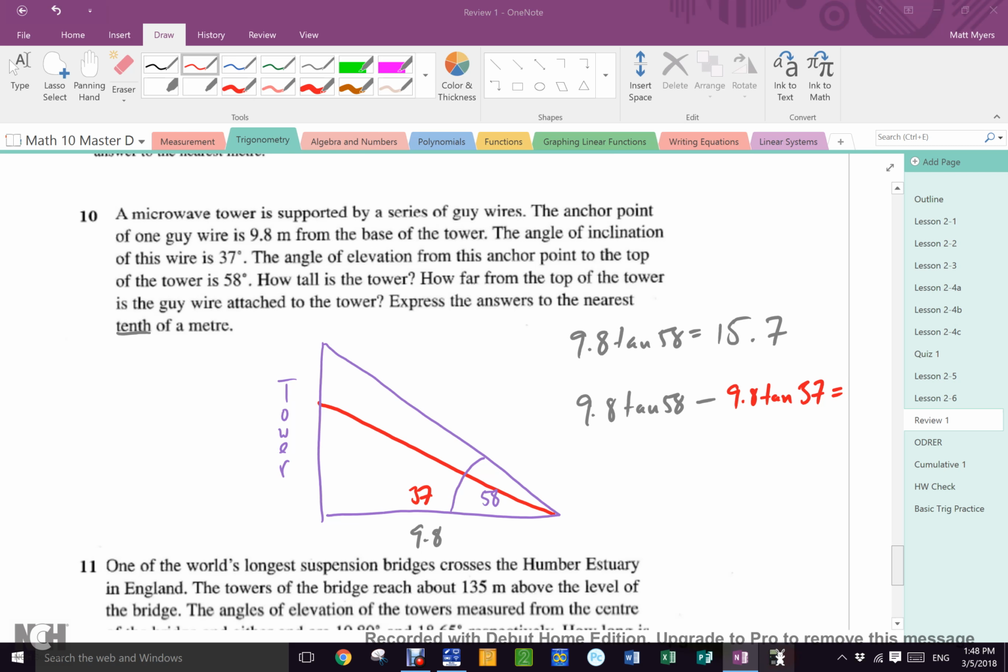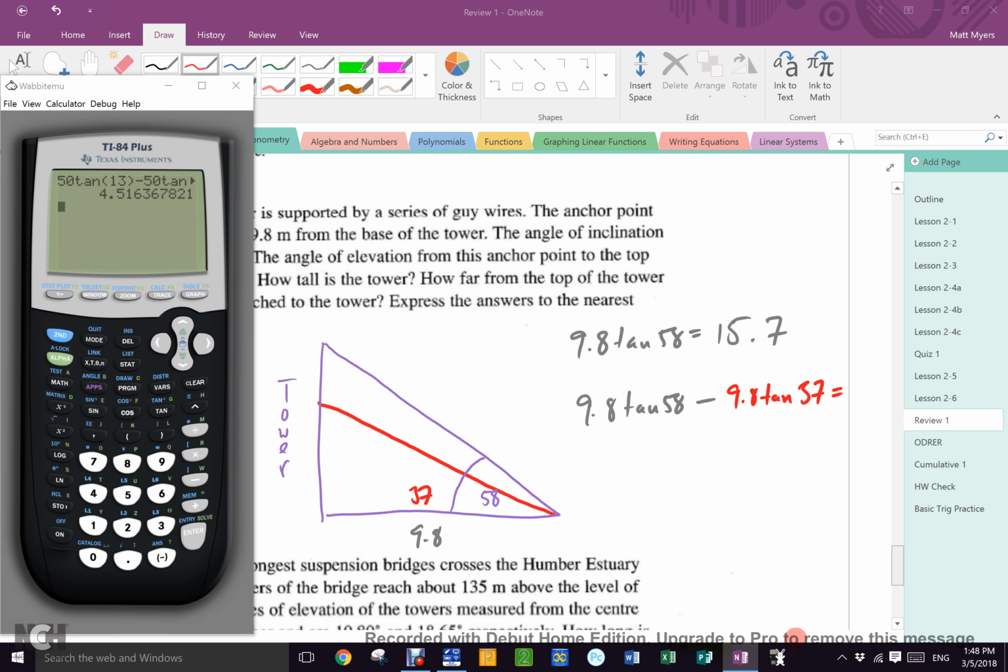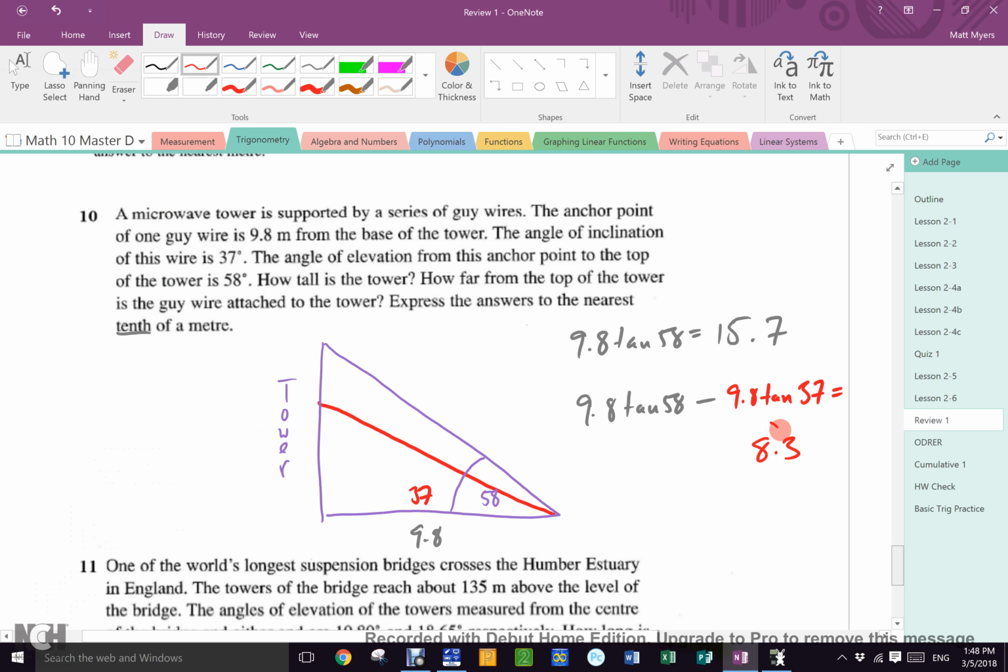Let's find out, shall we? 9.8. Why did you get it wrong, Eric? Because my calculator's in the wrong mode. Ah. I didn't realize it. 8.29, so 8.3. And that's worth 2 marks. 1 for the height, 1 for the difference.